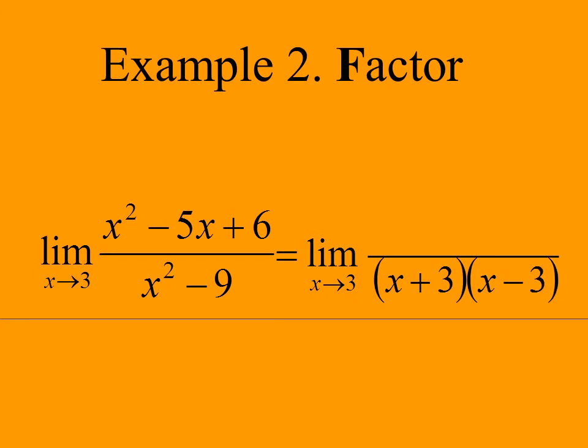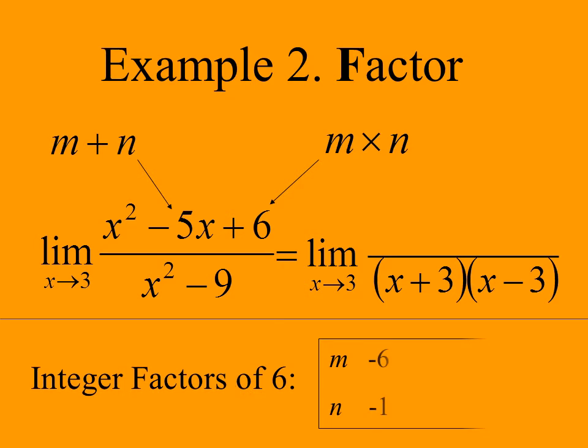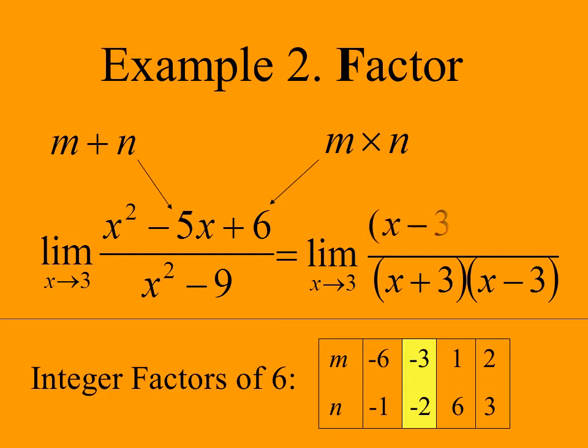To factor the numerator, we need 2 numbers, m and n, such that m plus n equals negative 5, and m times n equals 6. We determine m and n by considering the factors of 6. A moment of reflection reveals that the desired values of m and n are m equals negative 3 and n equals negative 2. Therefore, the numerator factors as x minus 3 times x minus 2.